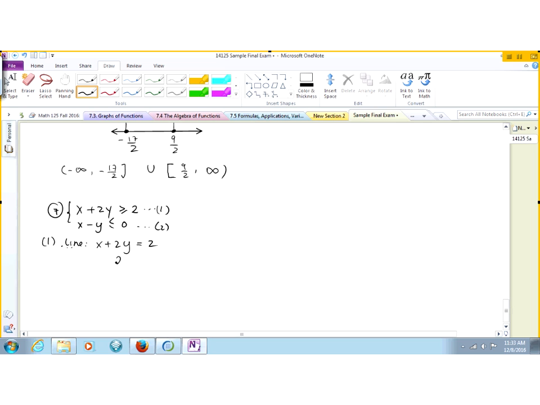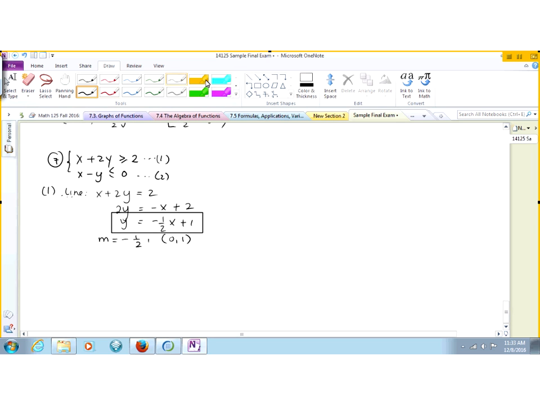Yes, you could solve for y, or you could do the intercepts. So you want to solve for y? Okay. Negative x plus 2. So y is equal to negative x over 2 plus 1. Okay. Now, the slope is negative half, and the y-intercept is 0, 1. So we could start graphing.